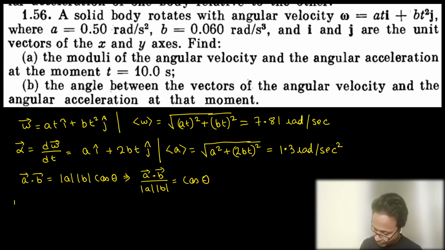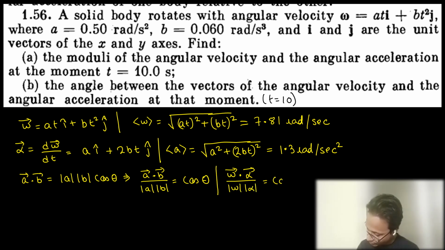So let's find the first part, A dot B, at the moment t equal to 10. Out here, I have to find the angle between the angular velocity vector and the angular acceleration vector. So similarly, I can use omega dot alpha divided by magnitude of omega into magnitude of alpha equal to cos theta.